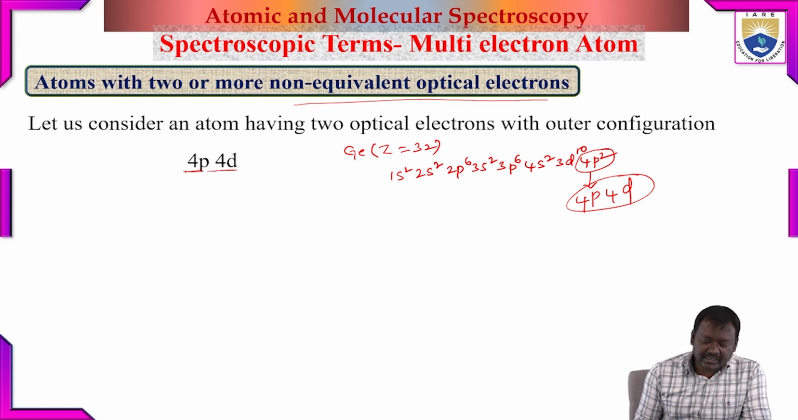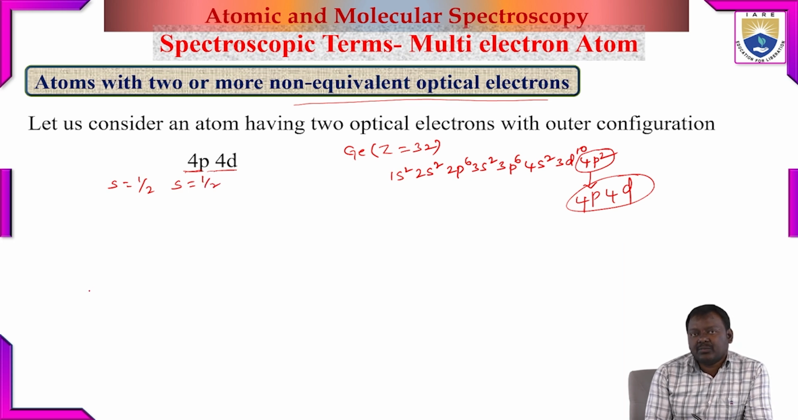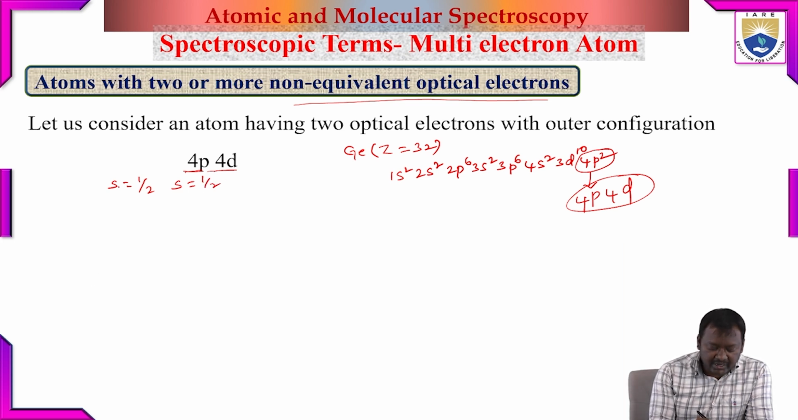Now let us see how to calculate the spectral term to indicate this energy state or energy level. Here there are two electrons. The spin value for the first electron is 1/2, and for the second electron is also 1/2. Let it be S1 for the first electron and S2 for the second.